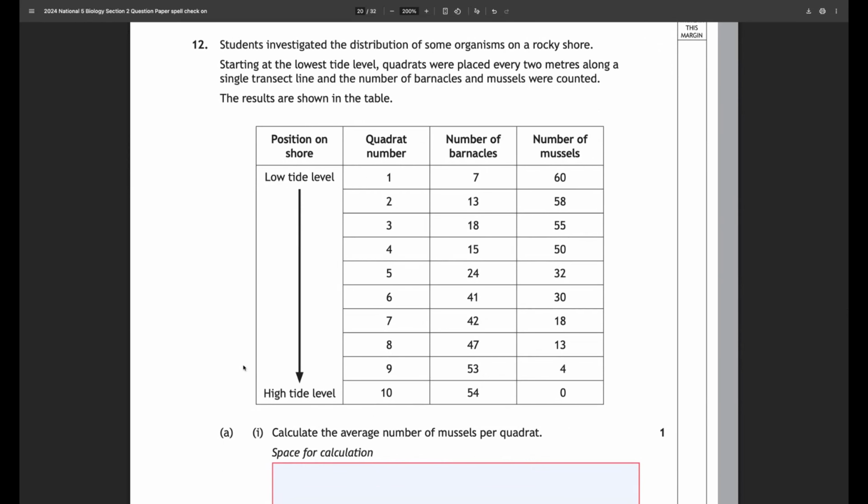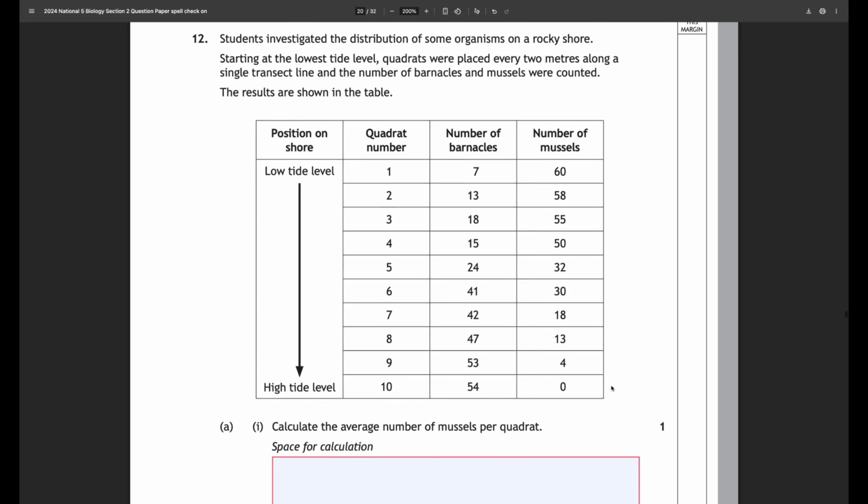Question 12. Students investigated the distribution of some organisms on a rocky shore. Starting at the lowest tide level, quadrats were placed every 2 metres along a single transect line, and the number of barnacles and mussels were counted. The results are shown in the table.